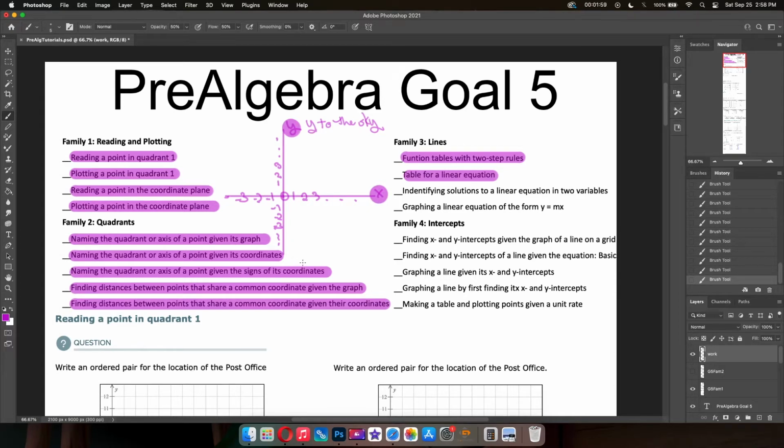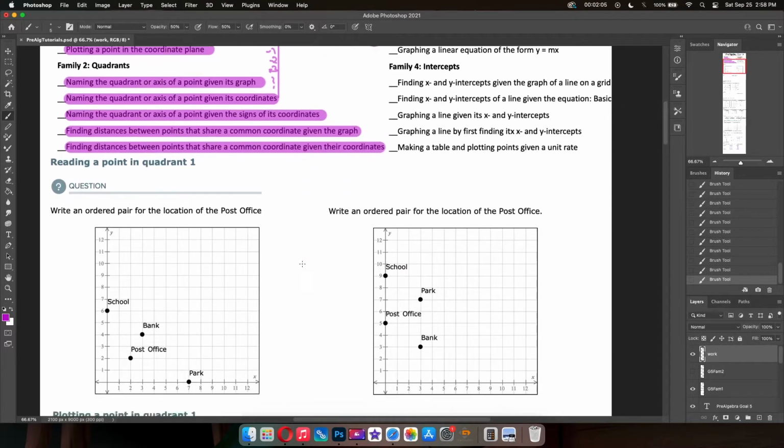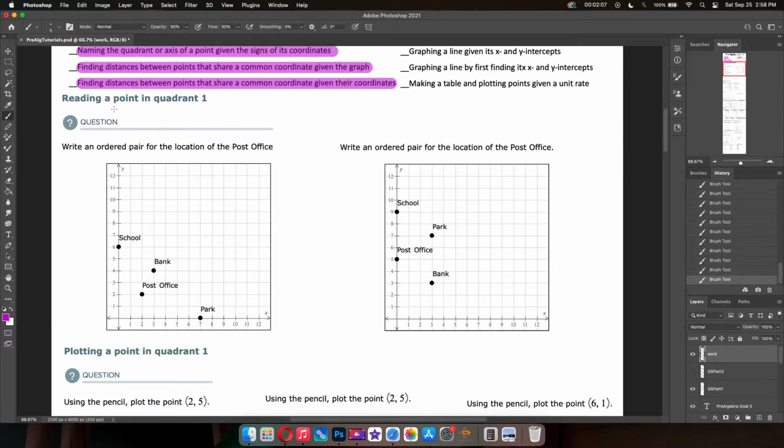Now that's just what visually it looks like, and now we get to see some of the stuff that it does. So now we get to scroll down. Reading a point in quadrant 1, and we'll talk about quadrants in a later topic. Just want to get used to how this works first. You see how it says write an ordered pair for the location of the post office?